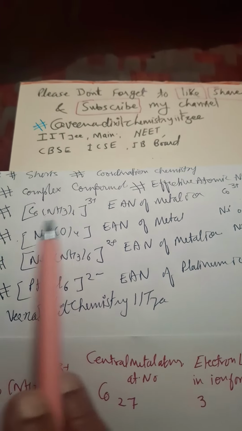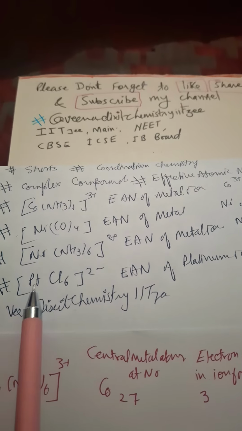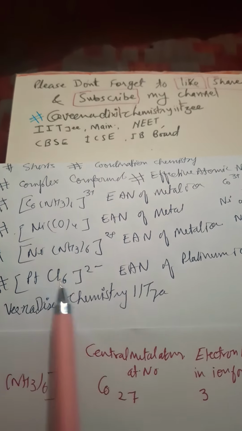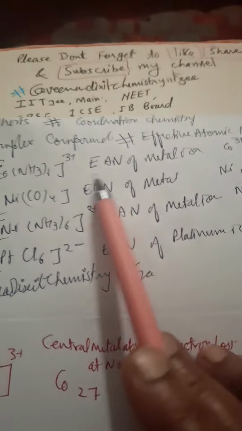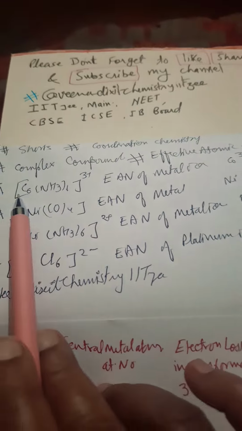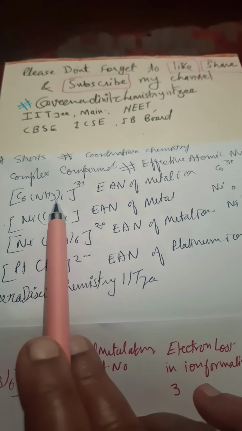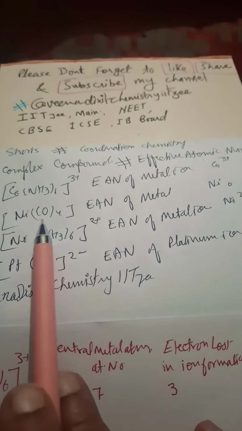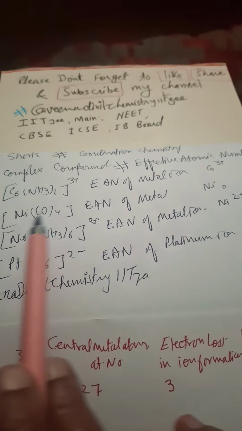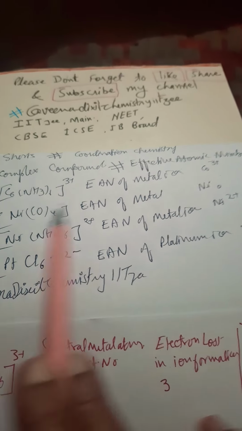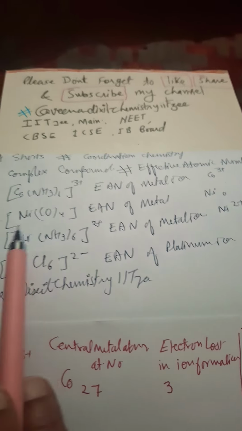Here we have taken cobalt ion, nickel, and the Pt complex. Four complexes I have discussed here, and the effective atomic number. Here I myself have written that cobalt is in the 3 positive oxidation state because ammonia is a neutral ligand. In Ni(CO)4, the oxidation state of nickel is 0. Why? Because there is no charge on the complex. So, the effective atomic number of the metal.